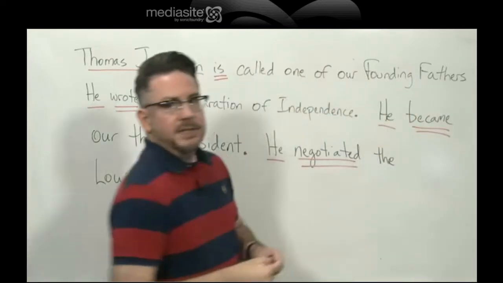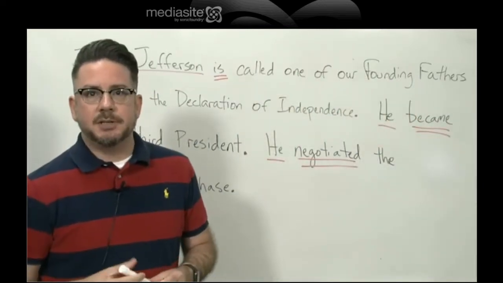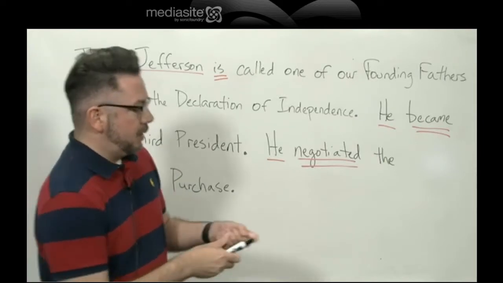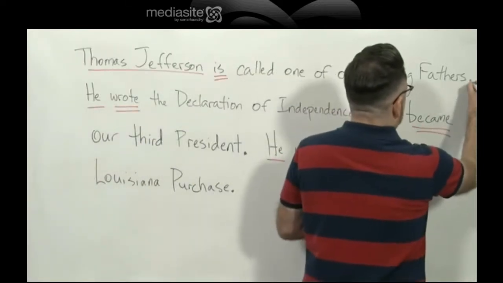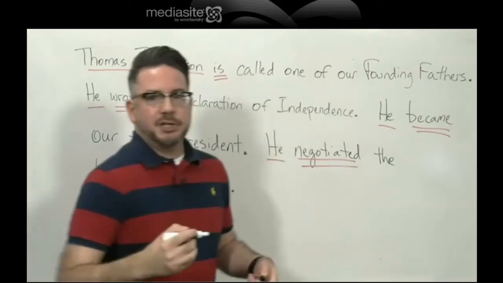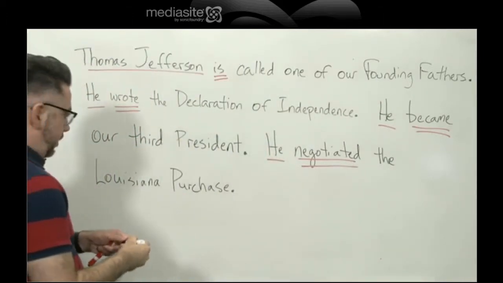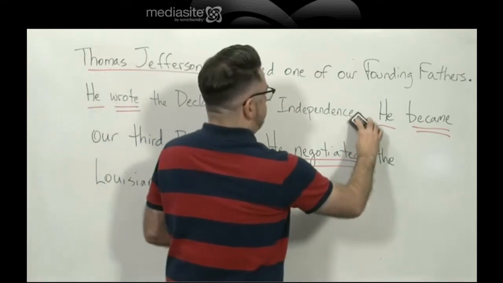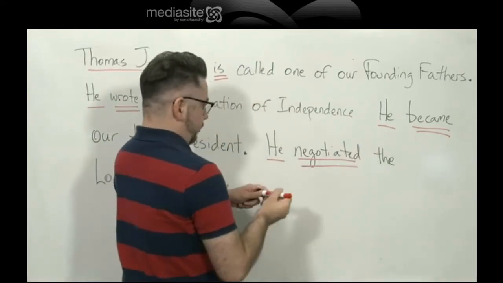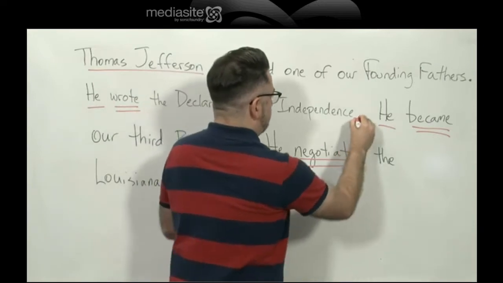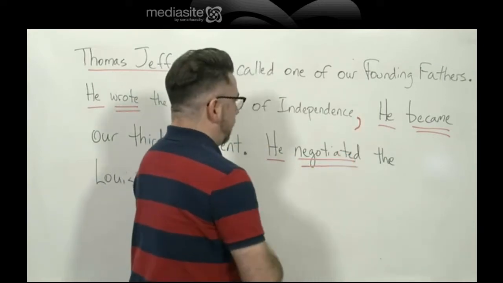Now that I'm looking at this, I think I want to leave it as 2 sentences. Let's leave that first sentence alone. And let's combine these 3 that actually repeat the he. He wrote the Declaration of Independence. Let's take out this period, replace it with a comma. Now, we don't need to repeat he.